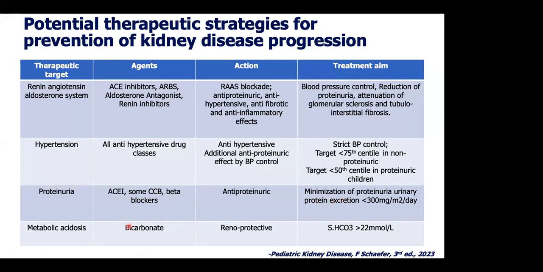Even metabolic acidosis plays an important role in progression of chronic kidney disease. So keeping the bicarbonate levels during the follow-up at more than 20 to 22 would certainly be helpful in decreasing the progression of chronic kidney disease.